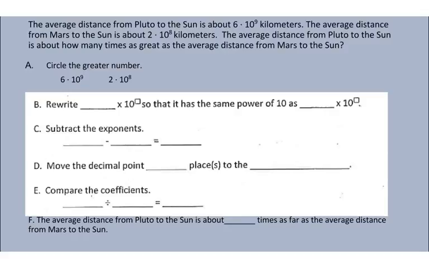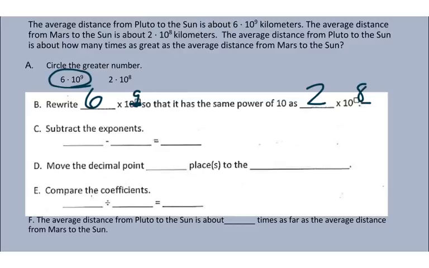Remember, you're going to take the greater number and make it the same power of 10 as the smaller number. Try it and see how you do. All right, let's see how you did. 6 times 10 to the 9th is the greater number. So we're going to rewrite 6 times 10 to the 9th so that it has the same power of 10 as 2 times 10 to the 8th.